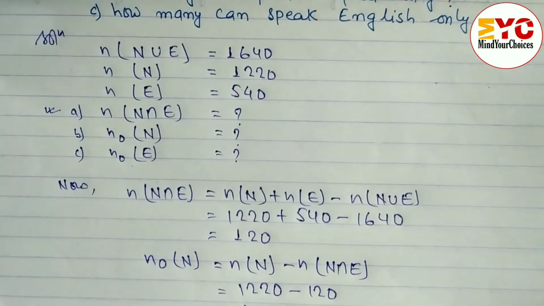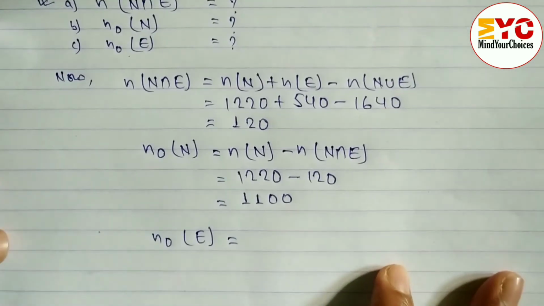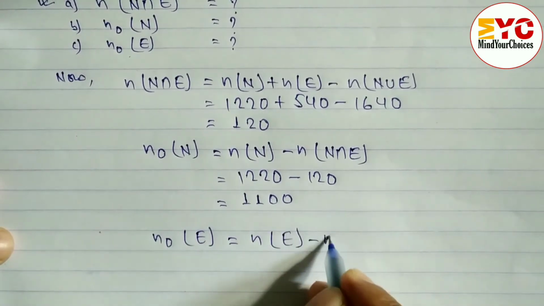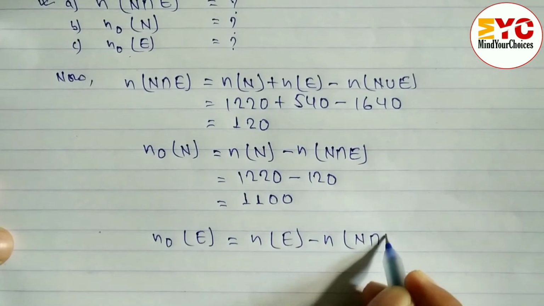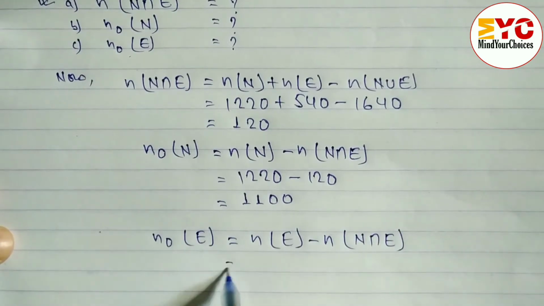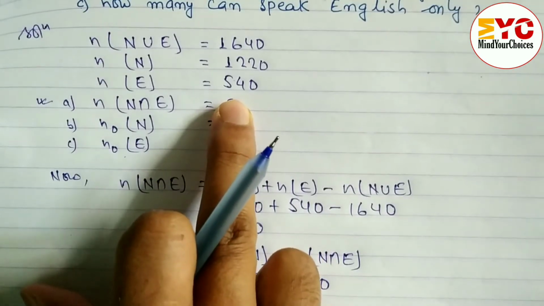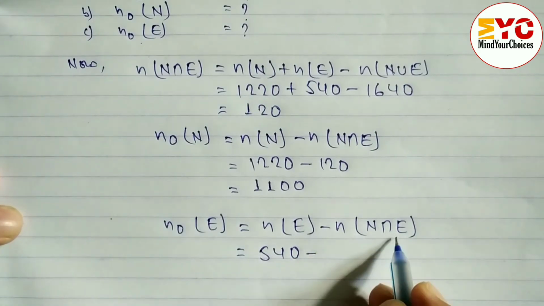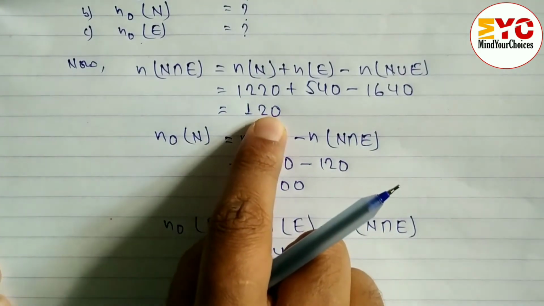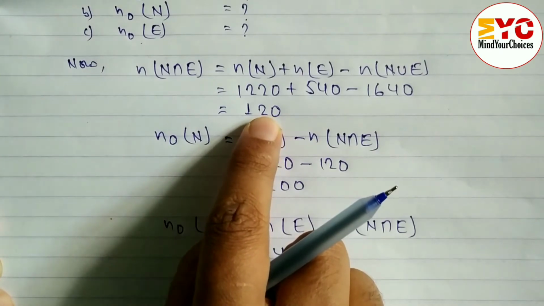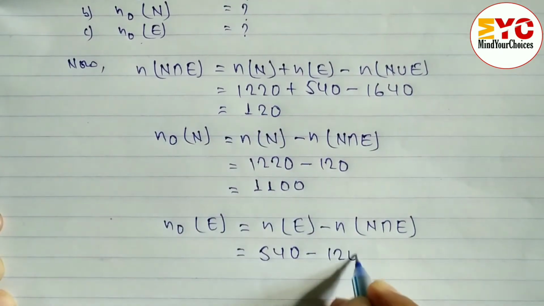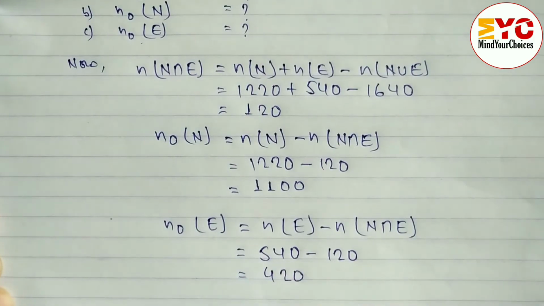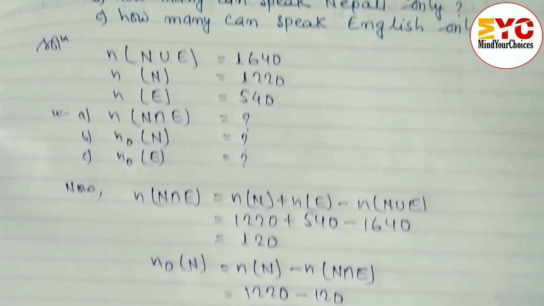Similarly, we have to find the number of people who speak English only, n(only E). What is the formula to find this? n(E) minus n(N intersection E). So n(E) is 540 minus n(N intersection E), which we found as 120, and when you subtract this we get 420. Hope you understand this set problem.